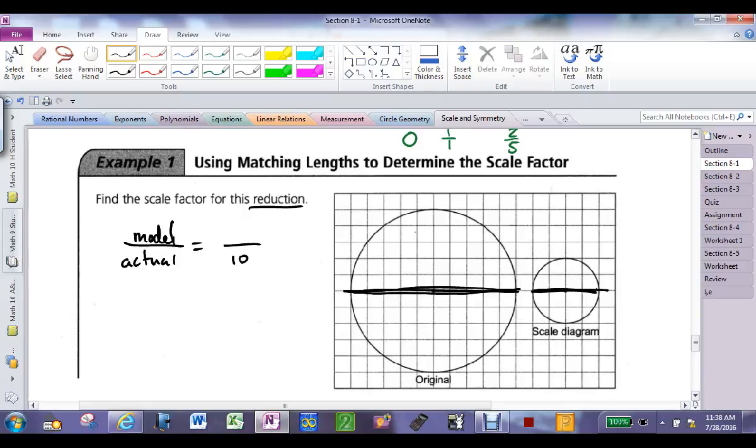Because I got to take the same measurement. 4. Is that the scale factor? Yeah. Is it allowed to be a fraction? It's allowed. Is it less than 1? So it makes a reduction, so we're okay. What's the other way I could write that? Which would be 0.4. Cool? All right.